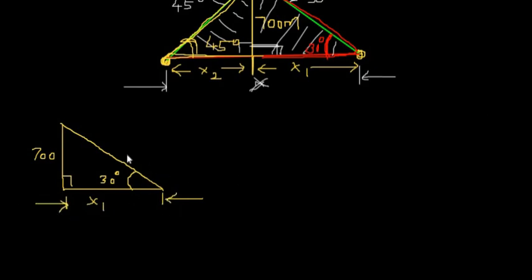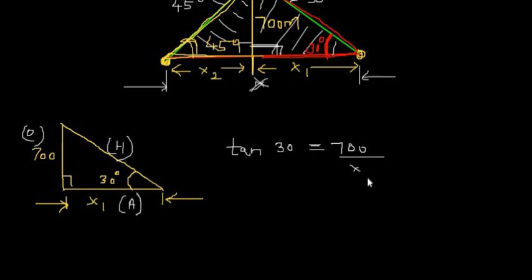So we have the hypotenuse here, the opposite here, and the adjacent here. So as you have guessed, we have to use the tan. So we write it as tan of 30 degrees is equal to opposite, which is 700, divided by the adjacent, which is x1. So rearranging this, x1 comes to the place of tan 30 and tan 30 takes the place of x1. We have x1 equals 700 over tan 30.